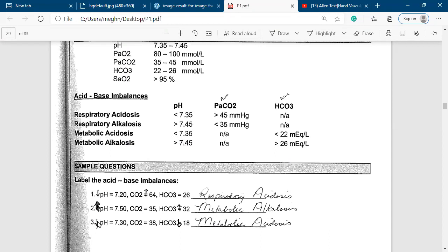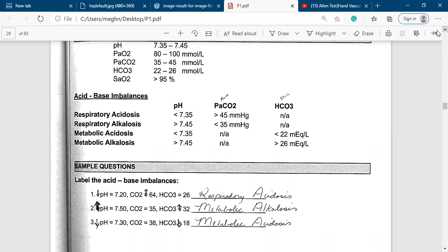Problem number 3, the pH is 7.30. It is less than normal, means acidosis problem. Carbon dioxide is 38. It is within the normal range. So we are not thinking about this. Bicarbonate ion is 18, means less than normal. It is 22. So both are less. Here, pH is less than normal, and bicarbonate ion is less than normal, and this is metabolic acidosis. Metabolic acidosis.